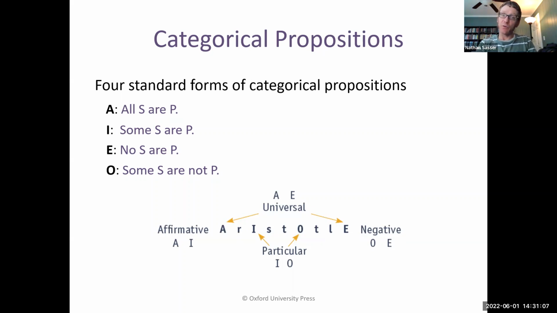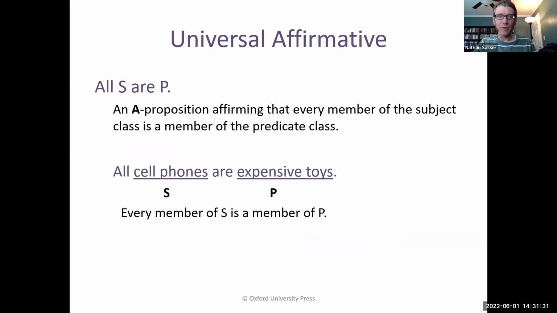2 of the standard forms are affirmative. They say what things are. So those are the A and the I. All S are, some S are. And then 2 are negative. The O's say some S are not. And the E's say no S are. I'll say more about the E-type one in a second.